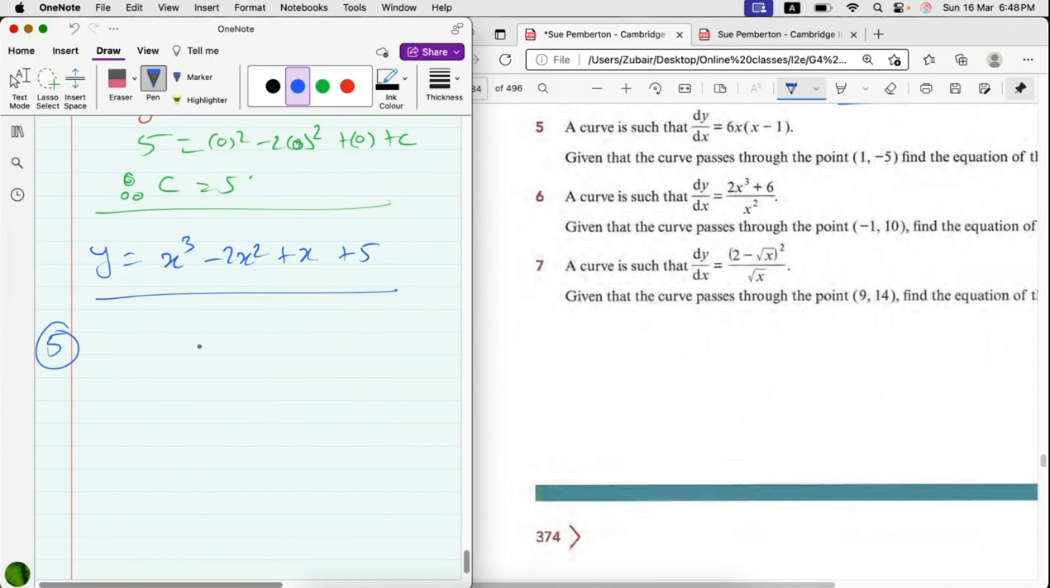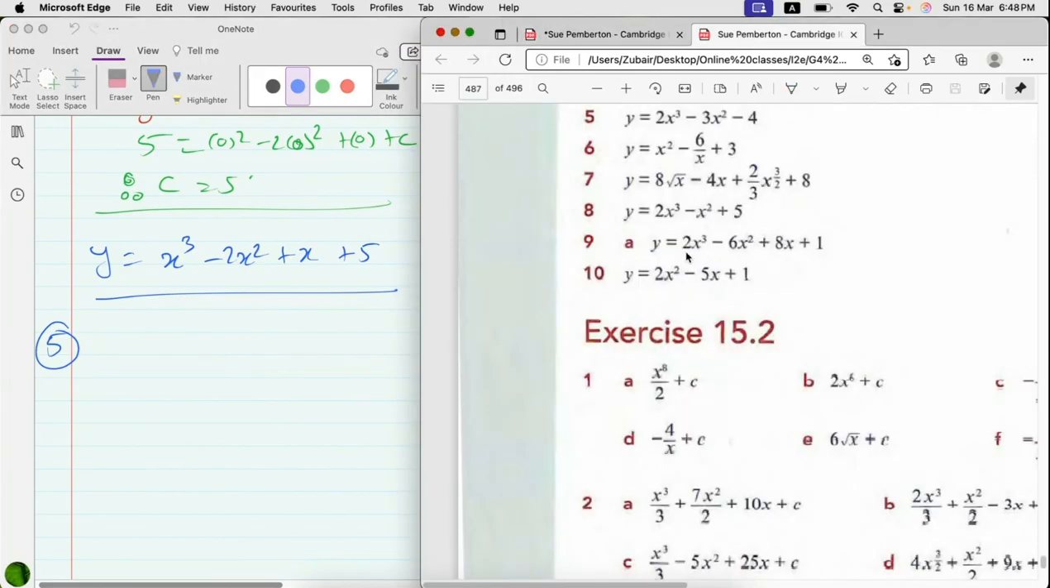Y equals 2x cubed minus 3x squared minus 4. Number 5. 2x cube minus 3x square minus 4. Correct.